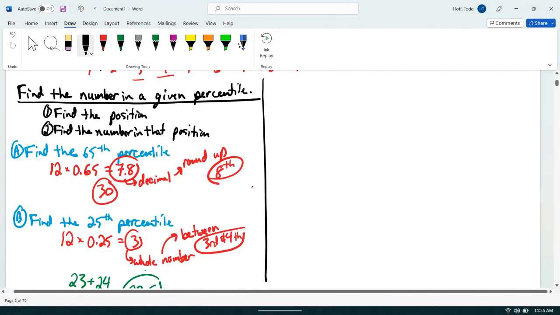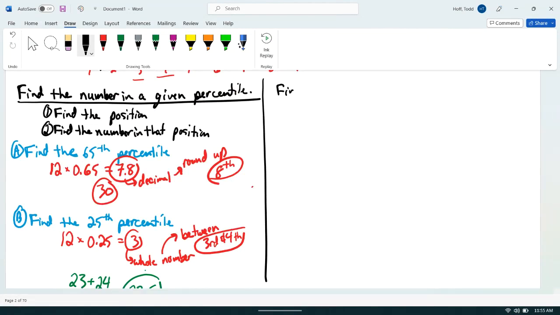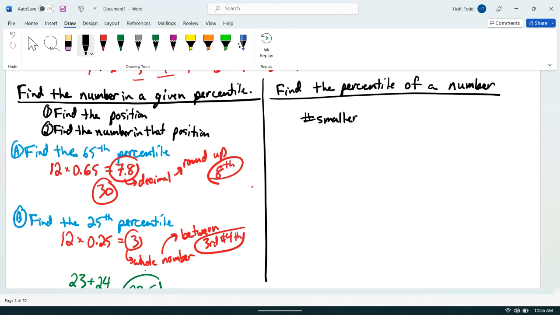Next, let's find the percentile of a number. So the percentile of a number uses a formula. It is the number that are smaller than that number plus 1/2 times the number that are equal to that number, over n. Let's take a peek here. Let's find the percentile of 37.